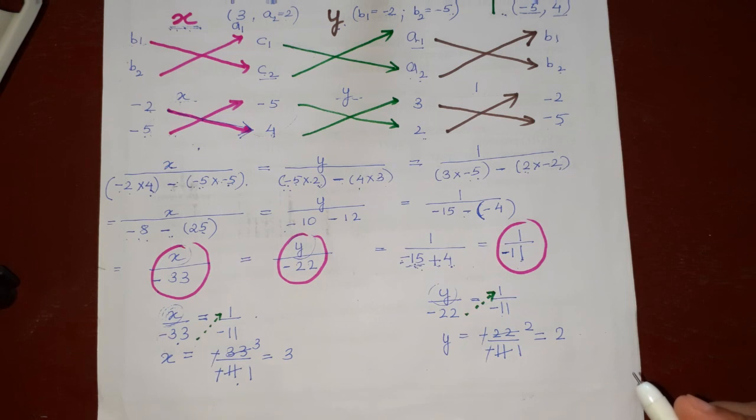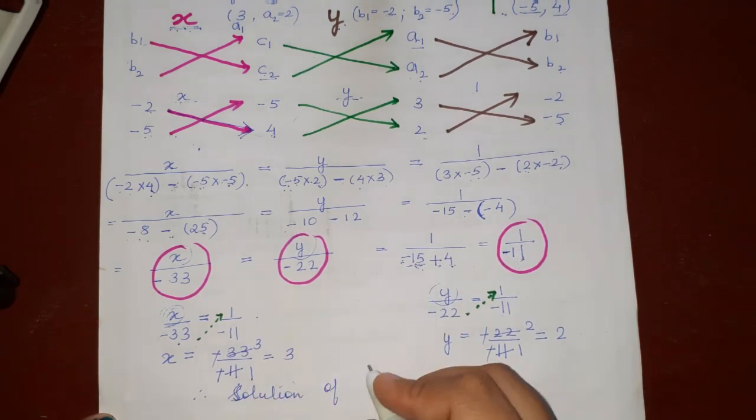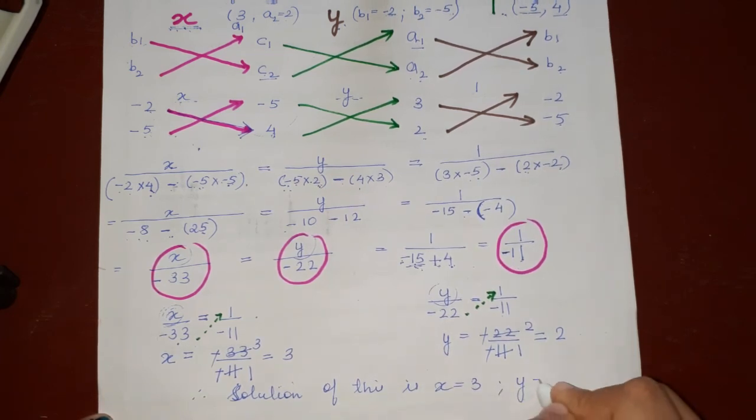Okay, so this is the cross multiplication method, and let's write the ending statement, that is, therefore the solution of this pair of linear equations is x equal to 3 and y equal to 2.